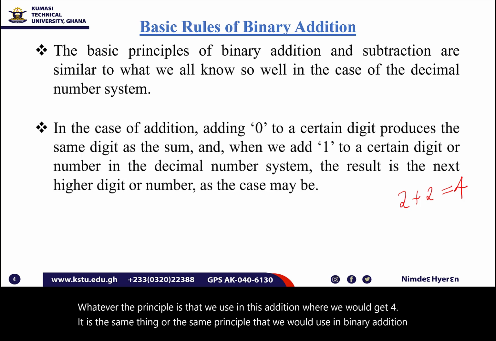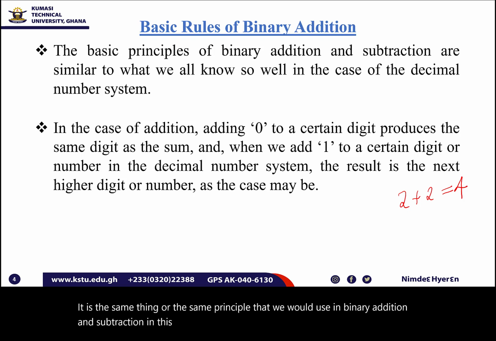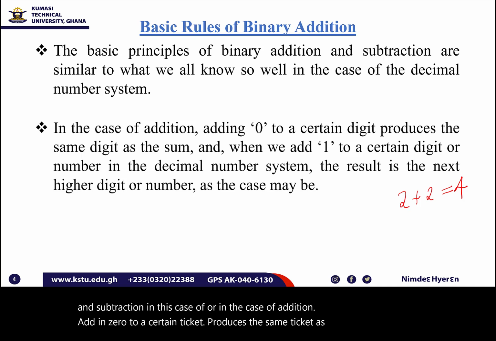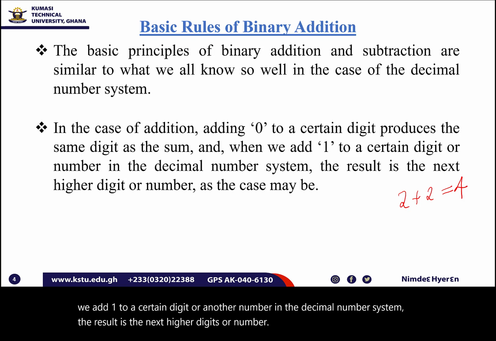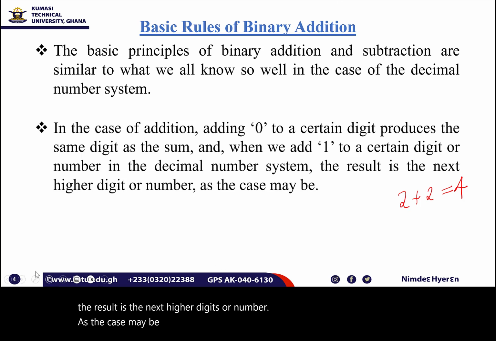In the case of addition, adding 0 to a certain digit produces the same digit as the sum. And when we add 1 to a certain digit or another number in the decimal number system, the result is the next higher digit or number, as the case may be. Okay, so kindly take note of that.